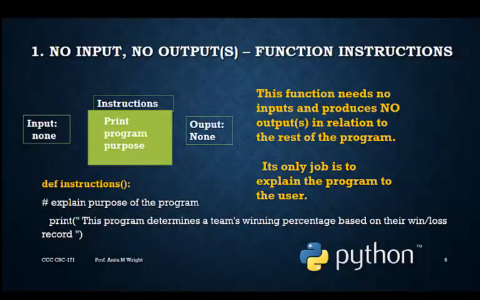Sitting inside the instructions box, we see that we don't need any information from another part of the program to print the instructions to the user on the screen. Although we print to the screen, we are not producing output to be used by any other part of the program. Notice there is no return statement, and there are no input parameters inside the instructions parentheses.